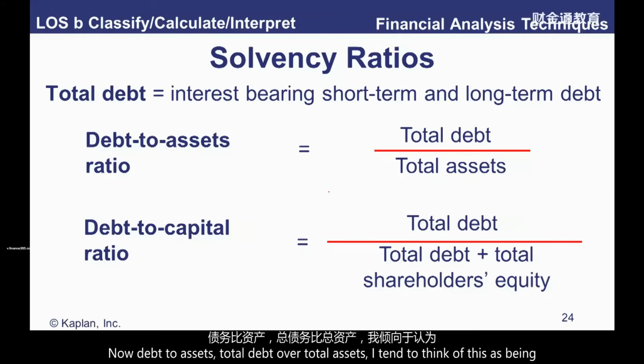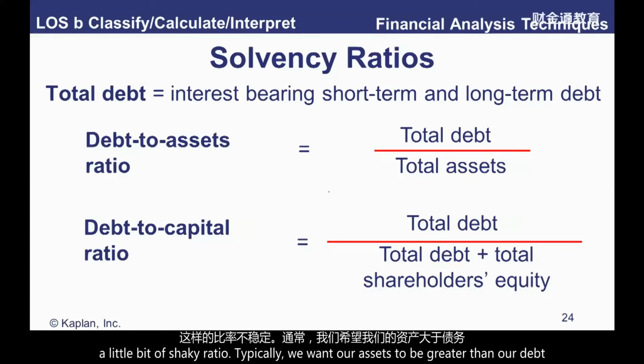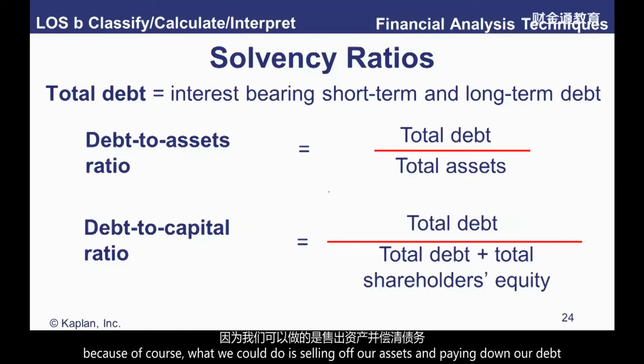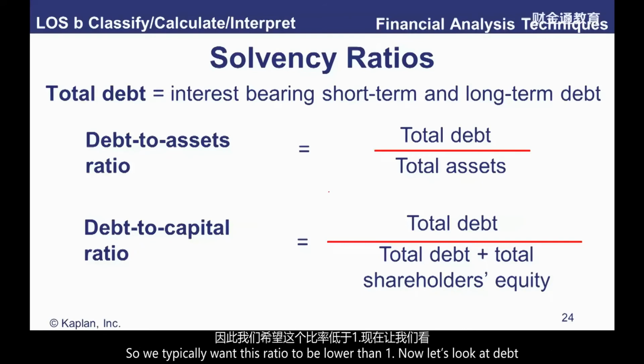Now, our debt to total assets, total debt over total assets, I tend to think of this as being a little bit of a safety ratio. Typically, we want our assets to be greater than our debt because, of course, what we could do if needed is sell off our assets and use it to pay down our debt. So we typically want this ratio to be lower than 1.